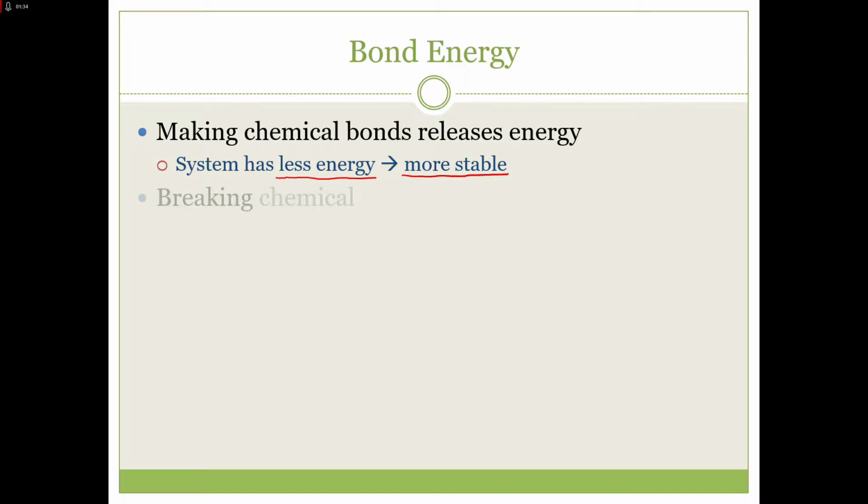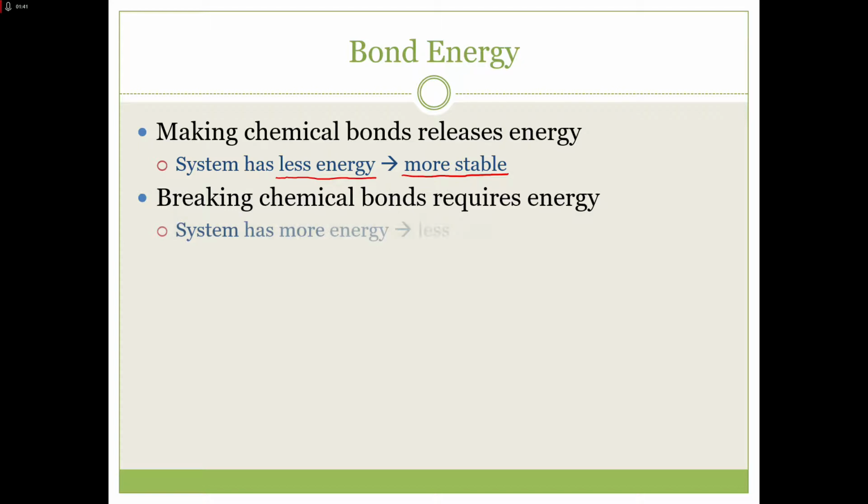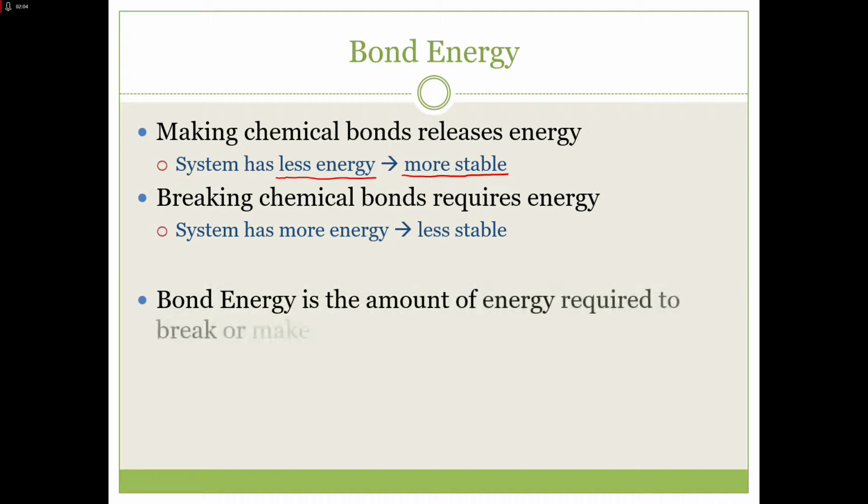By contrast, breaking a chemical bond requires energy, and in order to do that, you have to give the system more energy. When you give the system more energy, that leads the system to become less stable. Maybe like throwing more kindergartners into a classroom. Very unstable, and eventually something will break. Bond energy, by definition, is simply the amount of energy that's needed to either make or break a chemical bond. But this is strictly between two atoms.